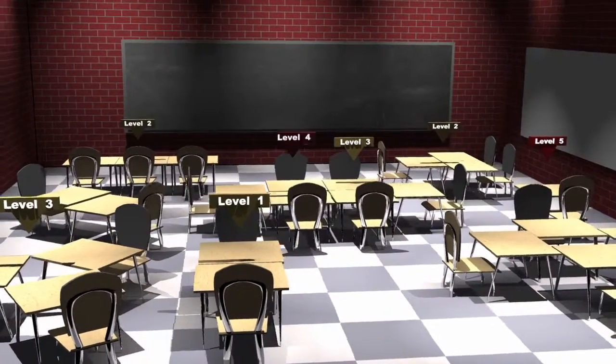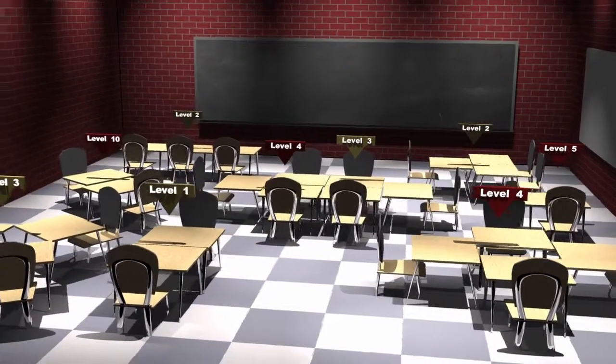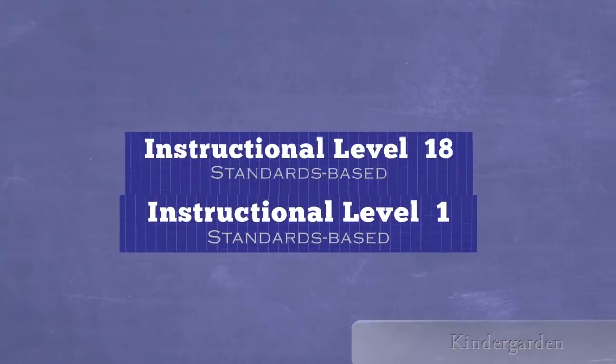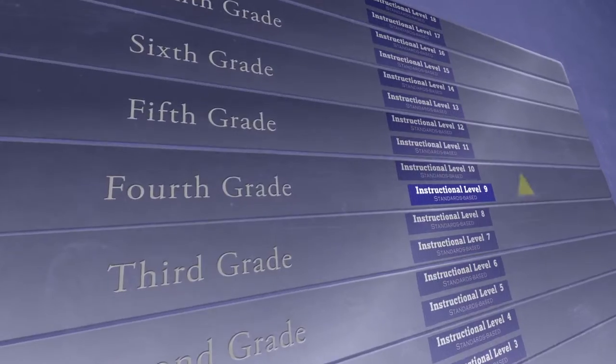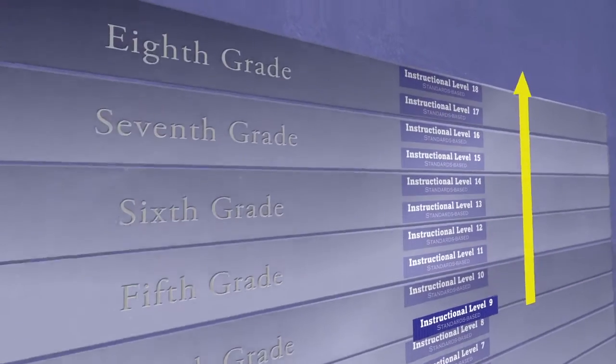Students come to me at different levels, and I need to be able to reach them where they are. So I have some students in here at level 9, which is like a 3rd or 4th grade reading level, and some students at a high school reading level.